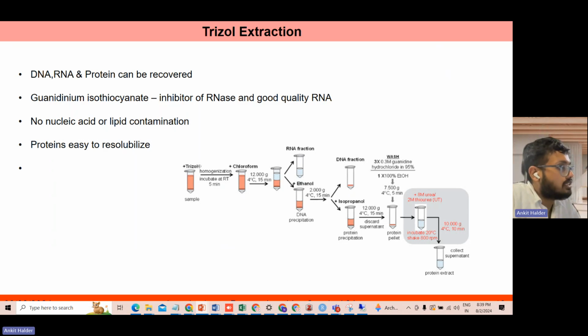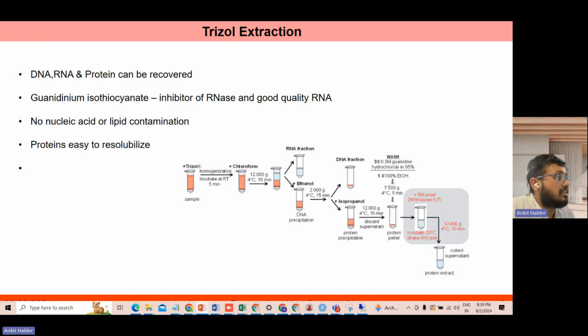So what is the special thing? You know that if you need to extract RNA, for instance, you wish to extract RNA for performing any kind of sequencing or gene expression analysis or those kinds of things.